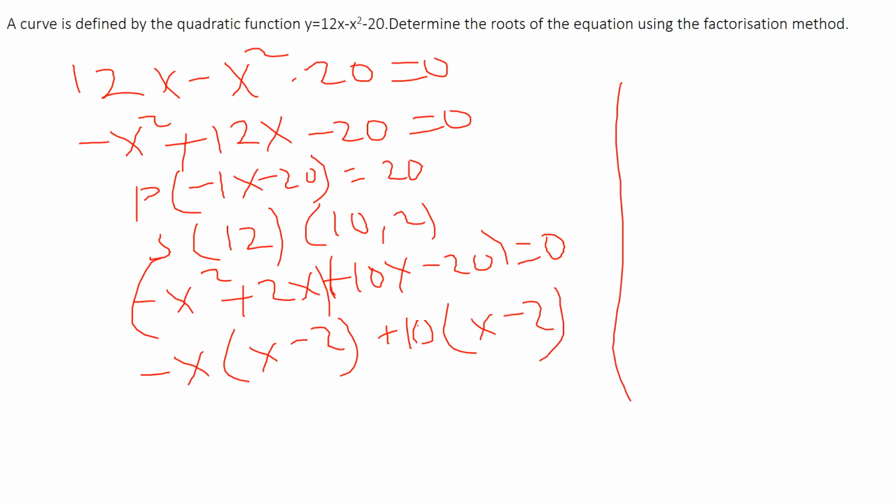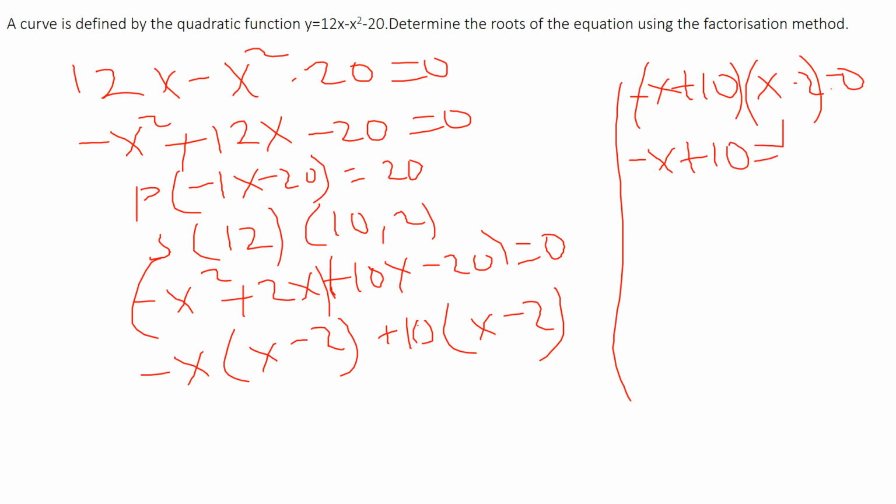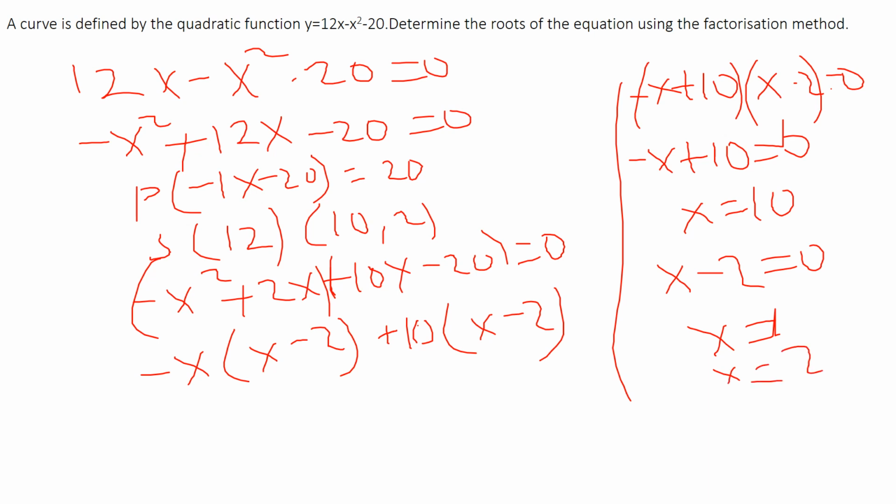So now I can have my values being negative x plus 10 and x minus 2, and this equals to 0. So I can conclude that my first value here is negative x then plus 10 is equals to 0. So my value of x here is equals to 10, and then the second one is x minus 2 is equals to 0. So my x is equals to 2.